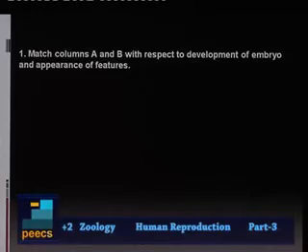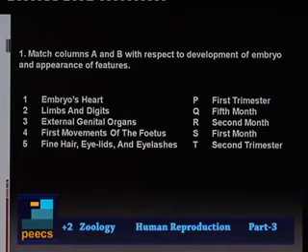Here is your first question. Match column A and column B with respect to the development of embryo and appearance of features. Can you answer this question? In column A, or the first column, some features are given, and in column B, or the second column, some durations are given. I know you can answer this question easily.